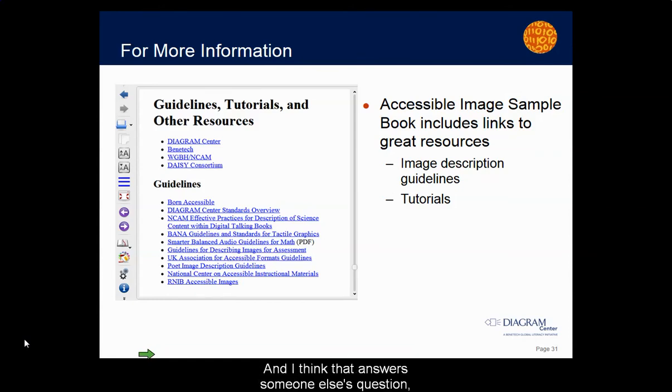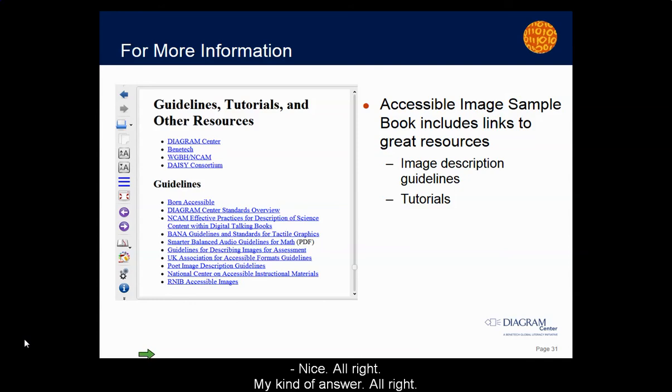And I think that answers someone else's question, but maybe not. Elaine, maybe you can take this. Did you create your sample book in EPUB format using Calibre or something else? That's actually a question for Susie. Susie: Yeah. I created an EPUB by hand. I'm old school. Nice. All right, my kind of answer.